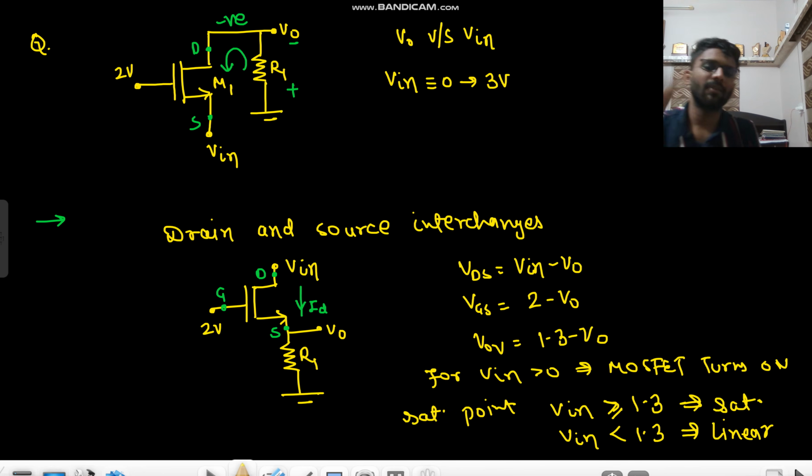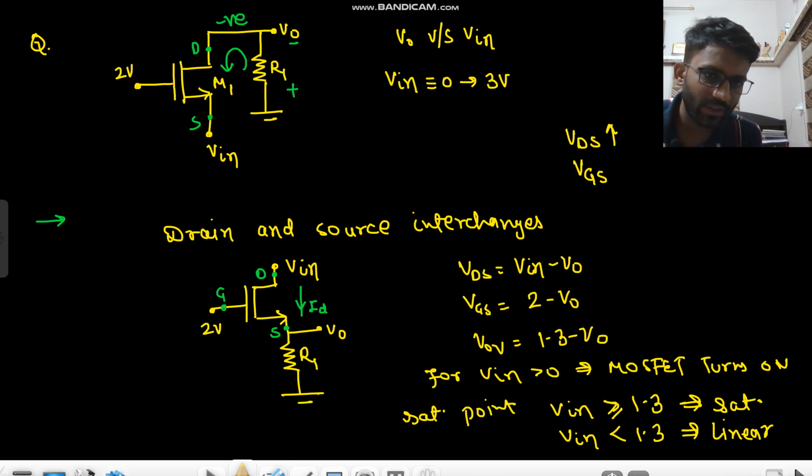Yeah, you can think about it intuitively as well. Look, if your V naught is increasing, your VGS is getting decreased and V in is getting increased with more rate. So your VDS is increasing, right? Your VDS is increasing, your VGS is decreasing. So you are moving towards saturation.